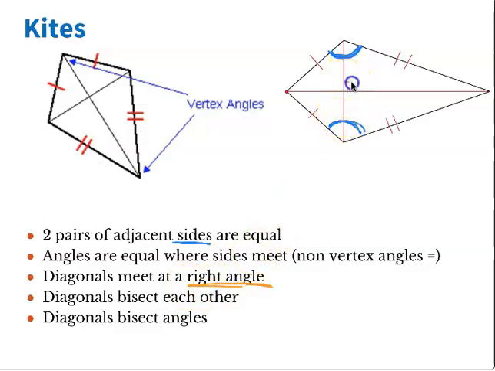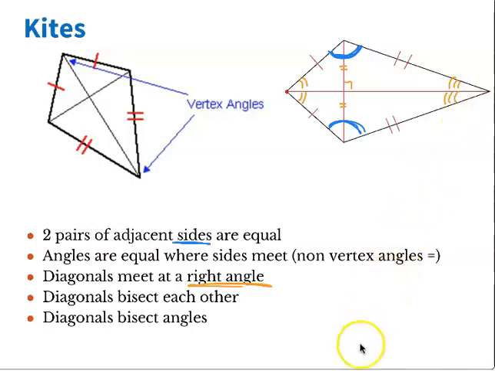The diagonals meet at a right angle, so there are right angles at the center. One diagonal bisects the other, cutting it into 2 equal segments, and the diagonals also bisect the angles. So this angle here is equal to this angle, and these 2 angles down here would be congruent to one another. I know I quickly went through those properties.